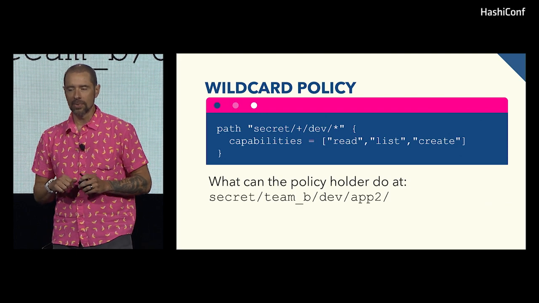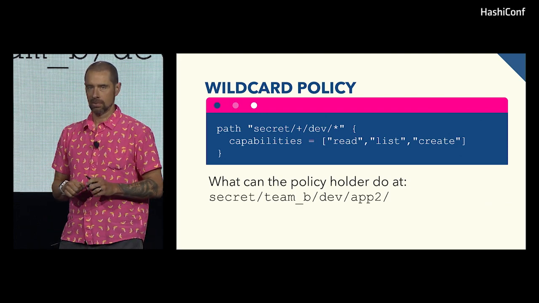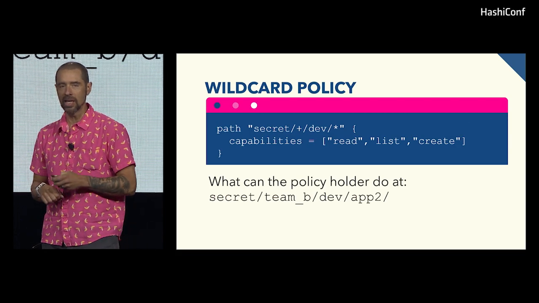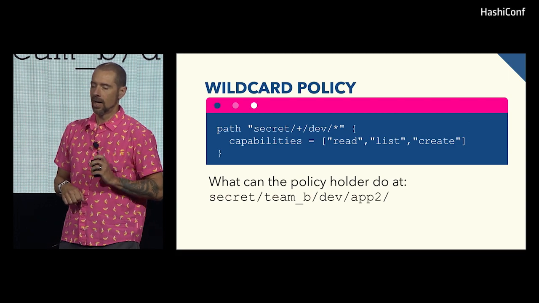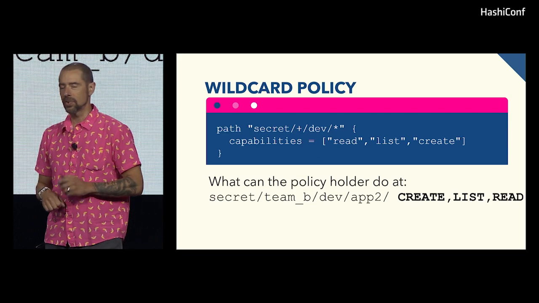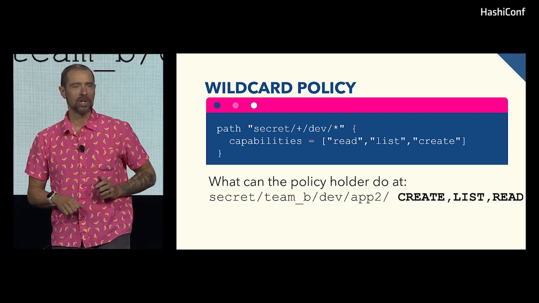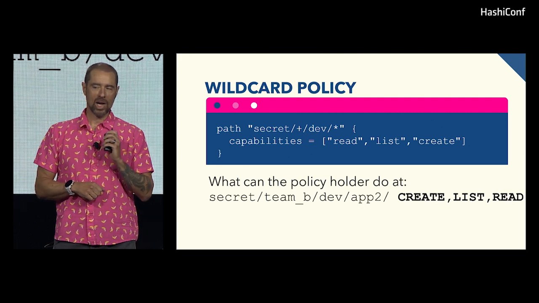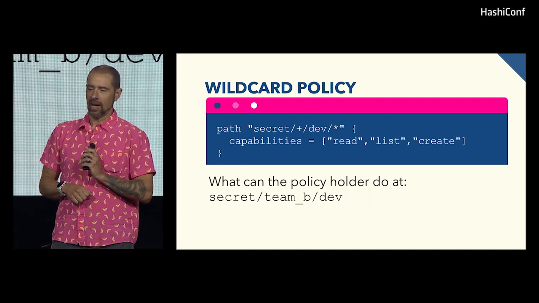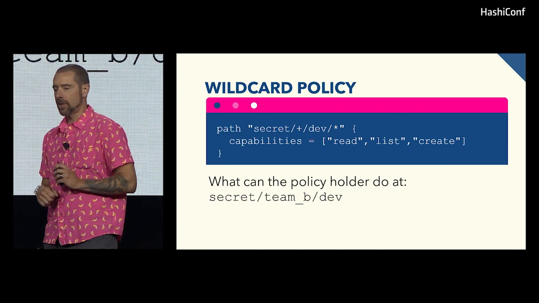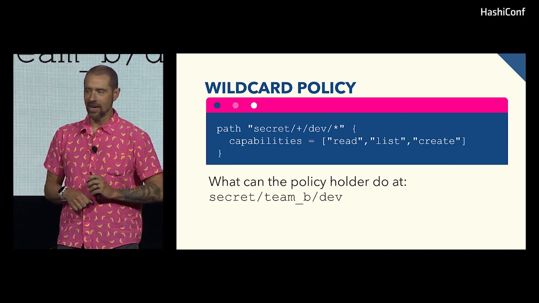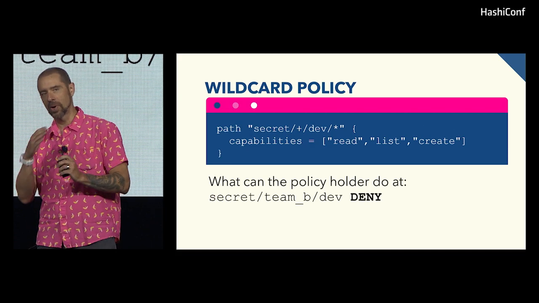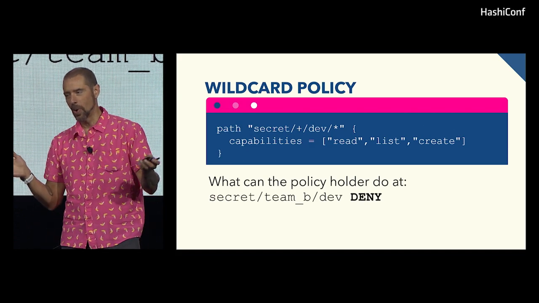So let's try a slightly different one. Ooh, this one's team B now. Uh-oh. What if they can access team B stuff? Can they access team B dev app2? Yes, they can. Create, list, read. If you did not mean to give someone permissions to team B, they're only supposed to have team A, you just screwed up. Oops. All right, one more here. What about secret/team-B/dev? Denied. Nope, it's before the slash star, so that may trip you up as well.